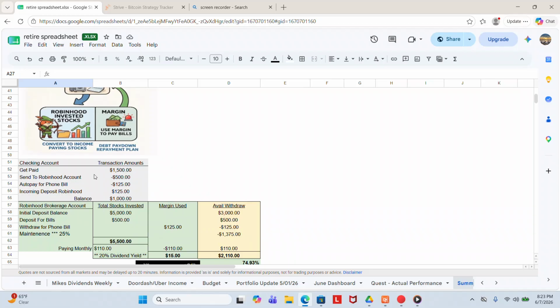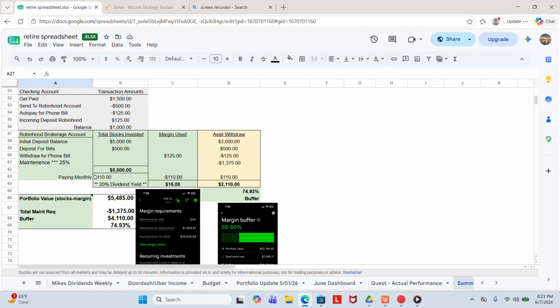Okay, here's an example of how that works. Let's say we got a $1,500 paycheck, and we're going to start with one bill. We're going to send $500 to Robinhood, and let's say we already opened the account with $5,000 to start. So we got paid and transferred from our checking account to Robinhood. Now we invested it, and we have $5,500 invested in dividend-paying stocks.